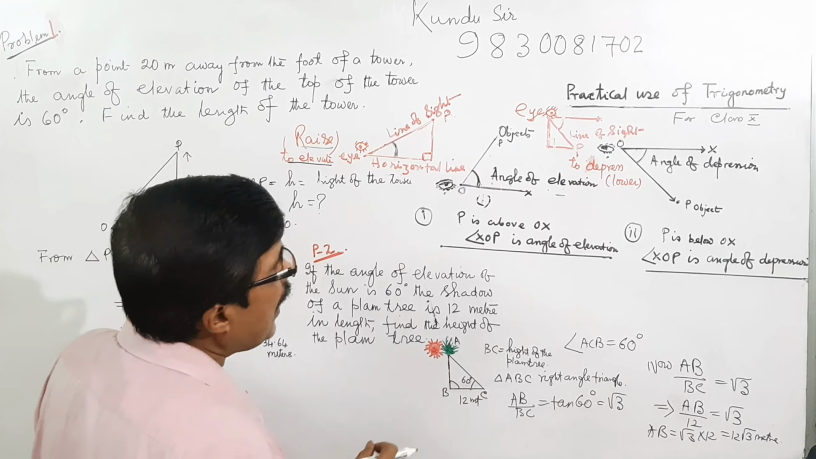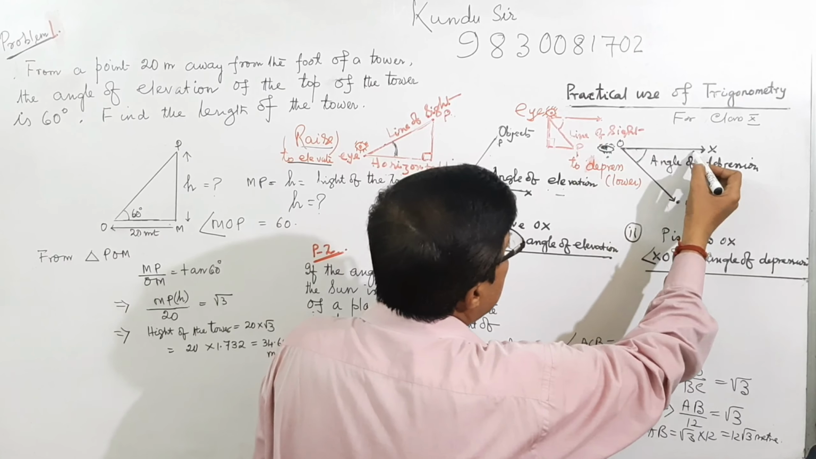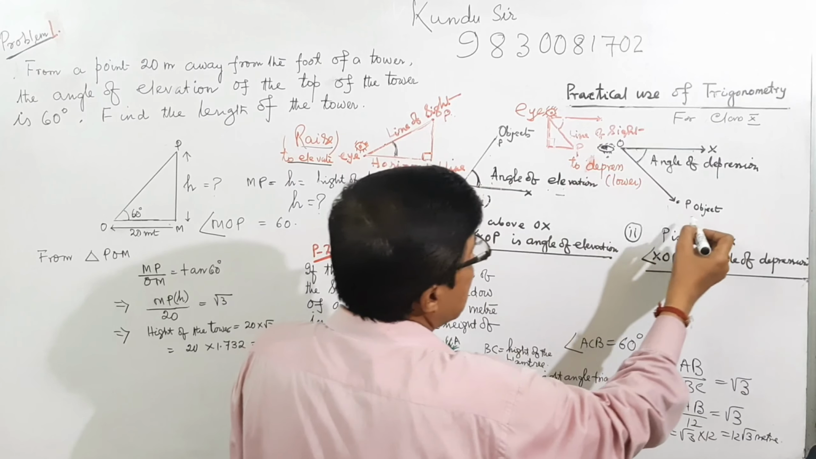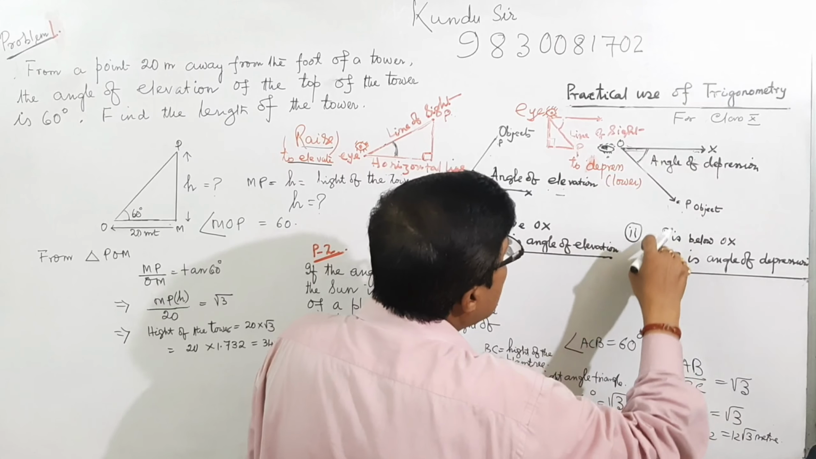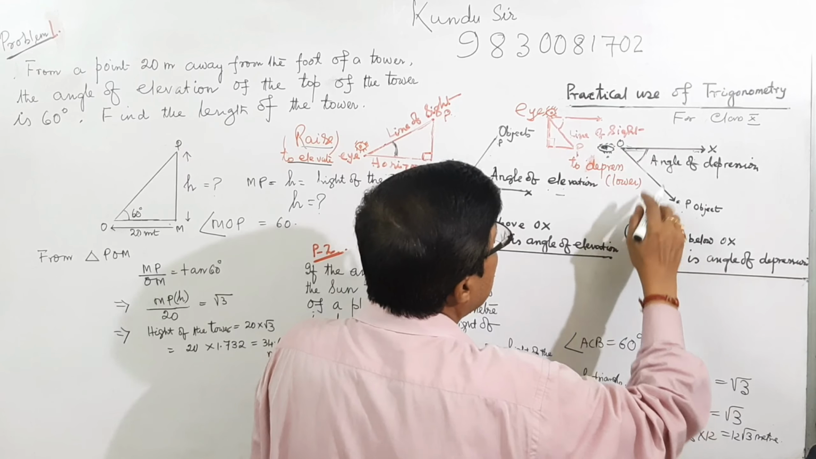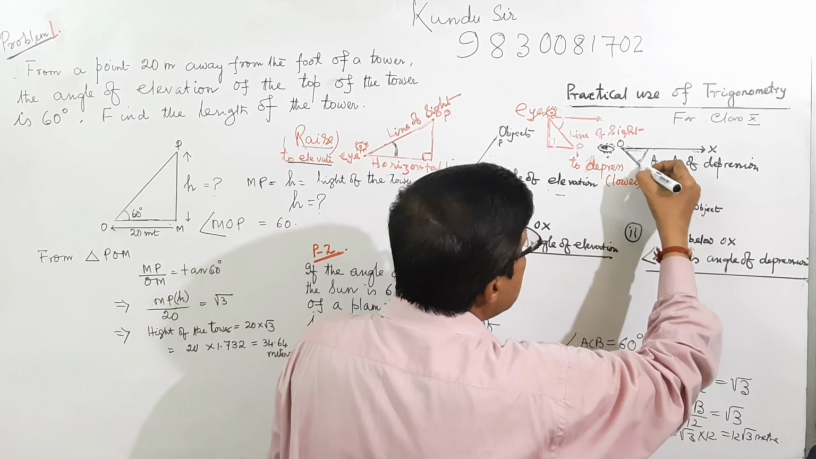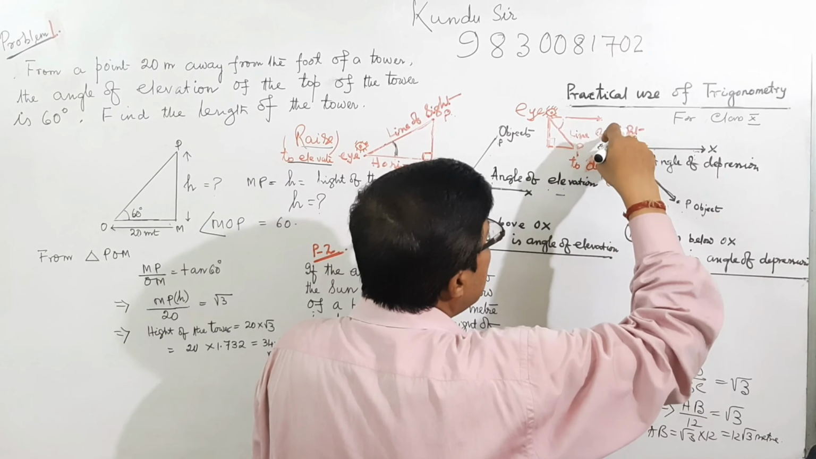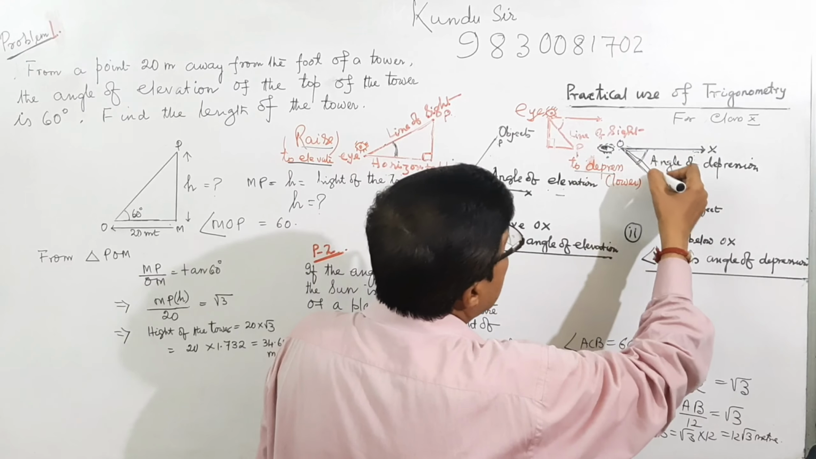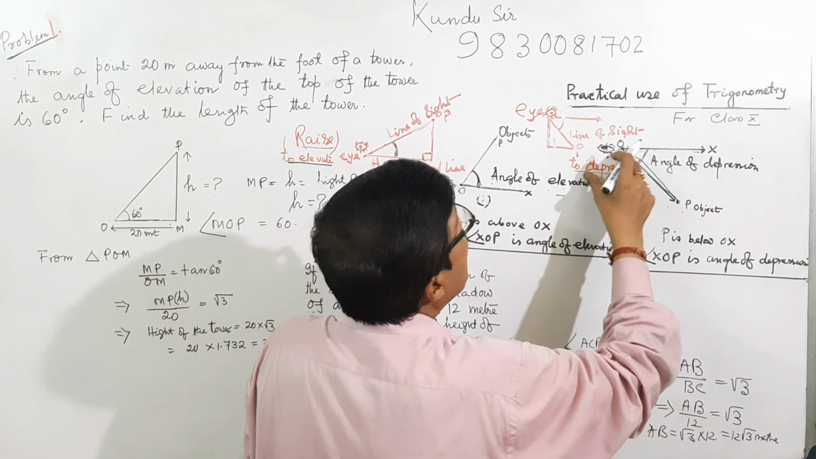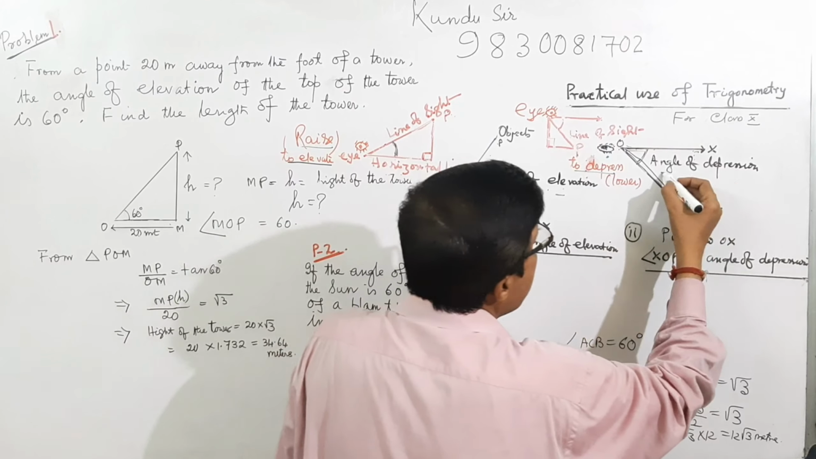Similarly, we are considering another situation. Here the object is below the horizontal line, and the angle between the line of sight and the horizontal line, in the lower portion of the horizontal line, when we look down to the object P, is called the angle of depression.